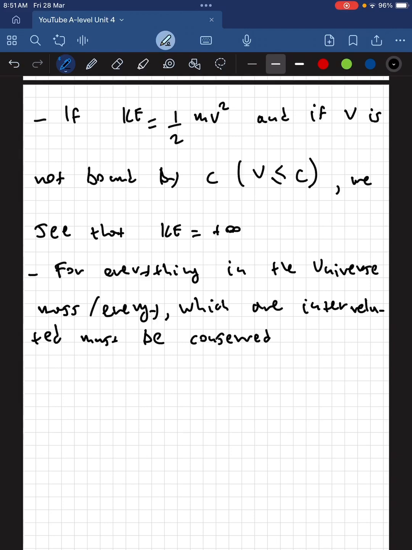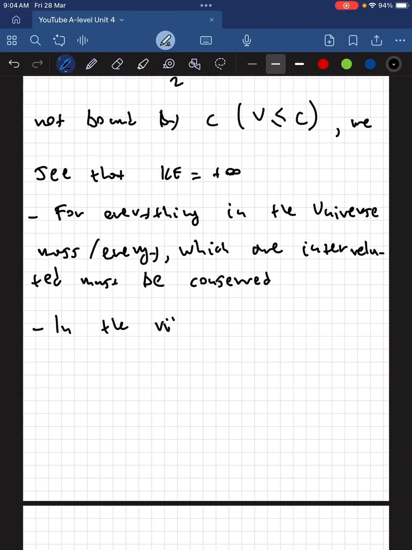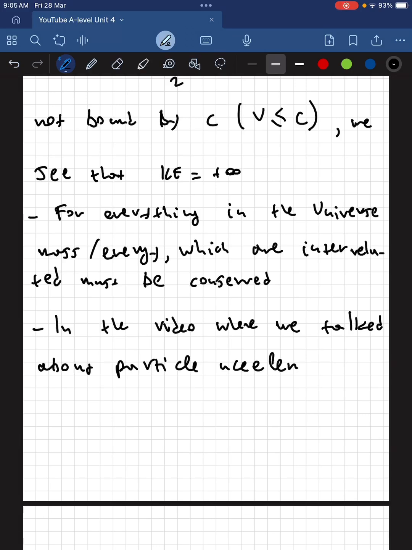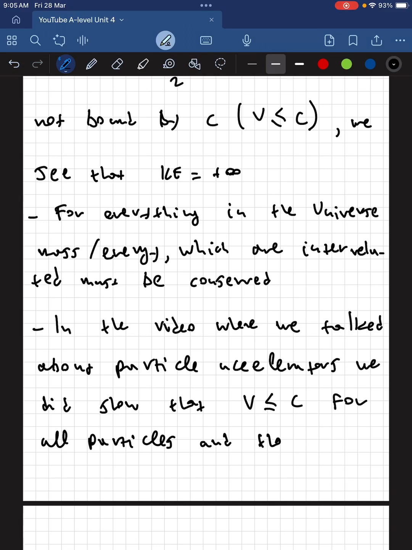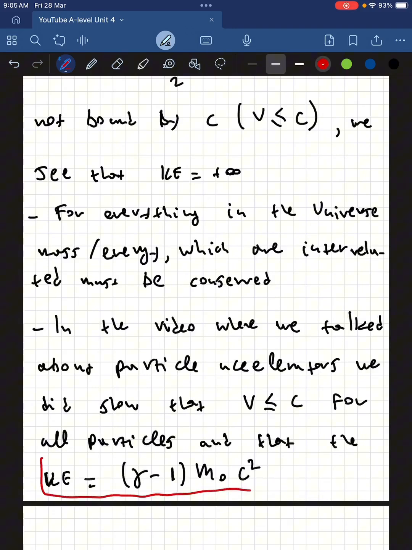There you go. Okay, in the video where we talked about particle accelerators, and I'm going to provide a link to the video, we did show two things: that v is less than or equal to c for all particles, and that the kinetic energy for a particle moving with relativistic speeds, which are approximately 0.05 the speed of light, or 5% of the speed of light or more, so that's about the limit of what we consider relativistic, the kinetic energy is (gamma minus 1) mc squared. Okay, I'm going to put this in a red box because this is optional.